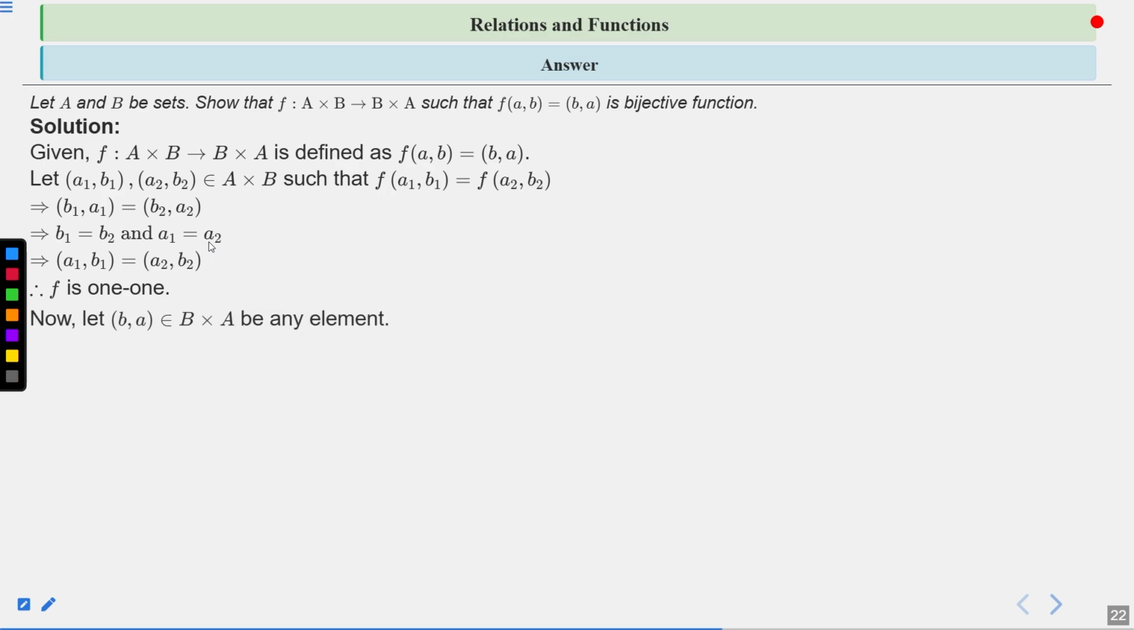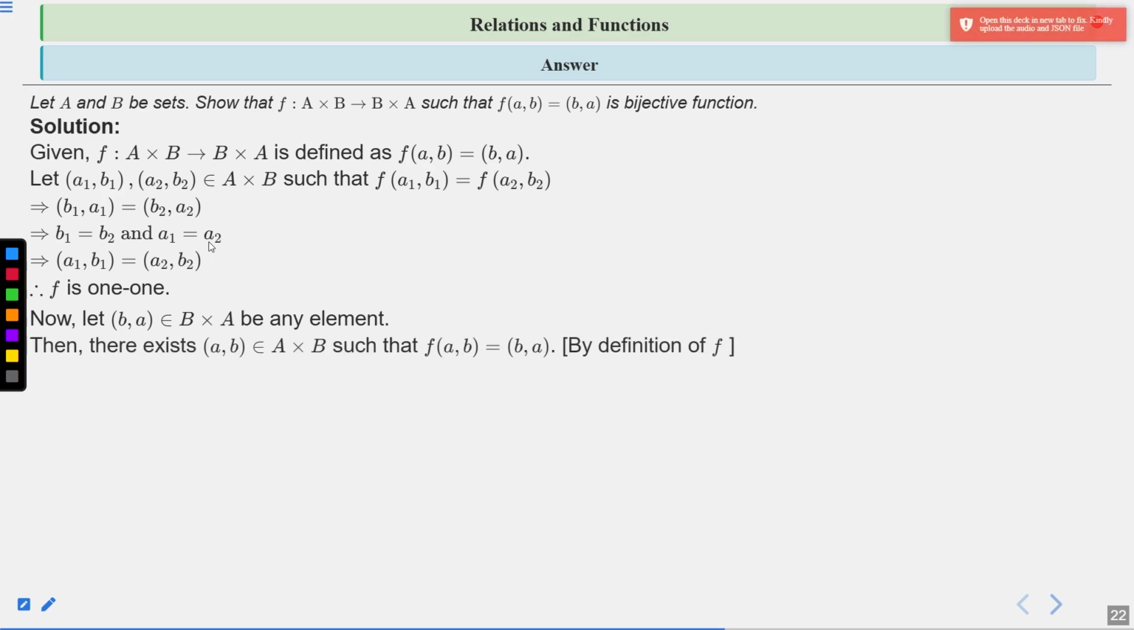Now, taking an element from the codomain set, which is B cross A, and the element is (b, a), there exists (a, b) from the domain set such that f(a, b) is (b, a) by the definition of f. Therefore, f is onto. Hence, the function f defined above is bijective. Clear?